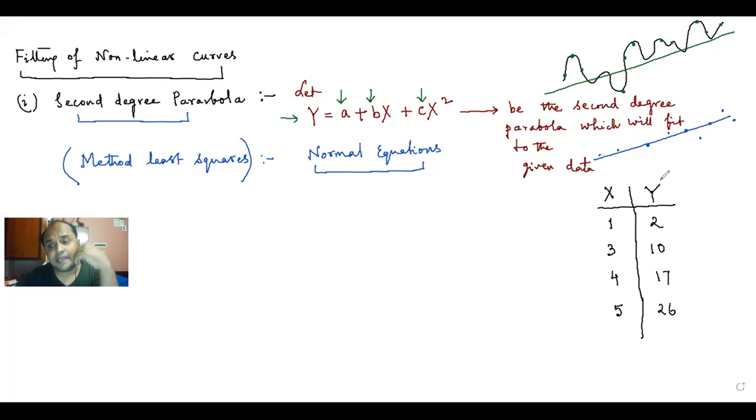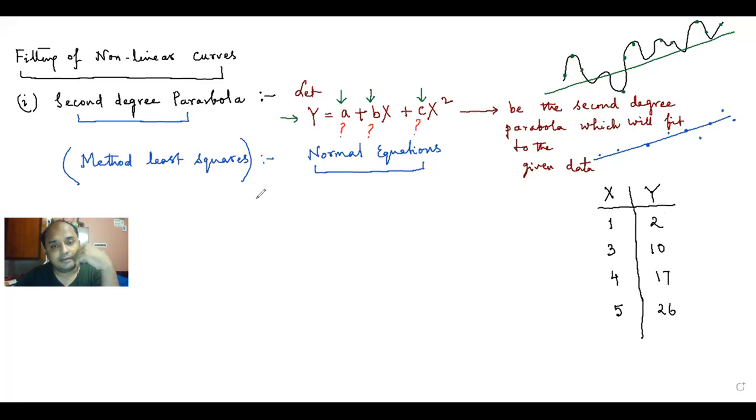But here the data is given, the formula is not given, so we do not know what the values of a, b, c are. But we know, if I assume y equal to a plus bx plus cx square, then if I can find a, b, c, then this is my hypothetical second degree parabola which may fit the given data. So there are three unknowns actually. These unknowns are a, b, and c.